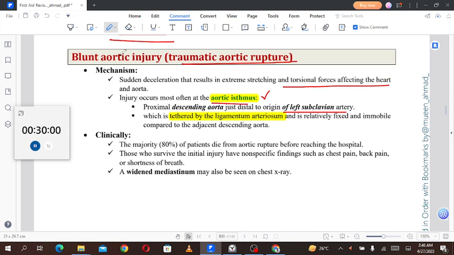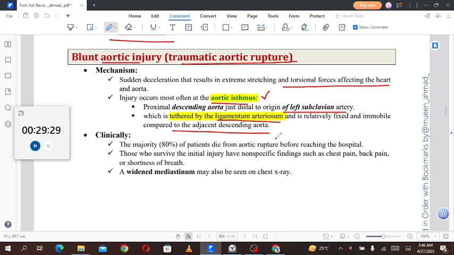If there is blunt aortic injury, that is a site of damage which is tethered by the ligamentum arteriosum and is relatively fixed and immobile compared to the adjacent descending aorta. Whenever there is blunt injury, the rest of the descending aorta may move, but because this part is tethered to the ligamentum arteriosum, which was previously called the ductus arteriosus and fibrosed to form the ligamentum arteriosum, the isthmus is very fixed. This is the point of injury of the aorta in blunt trauma.